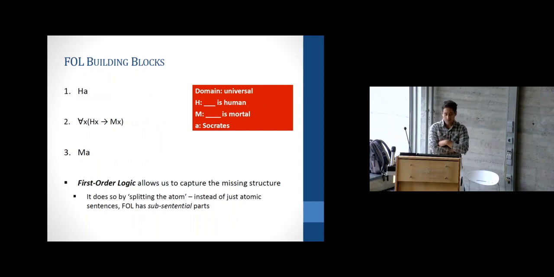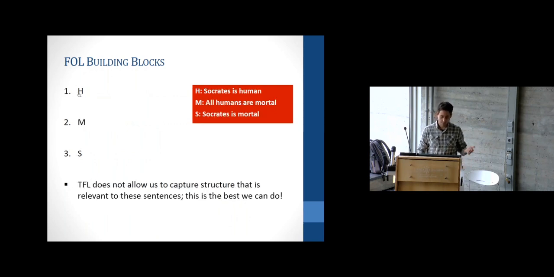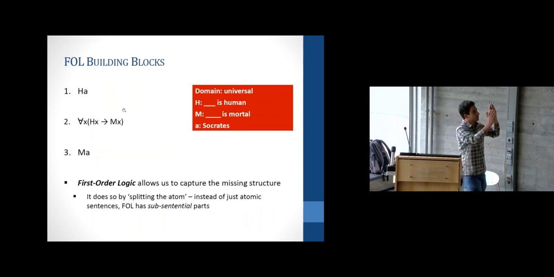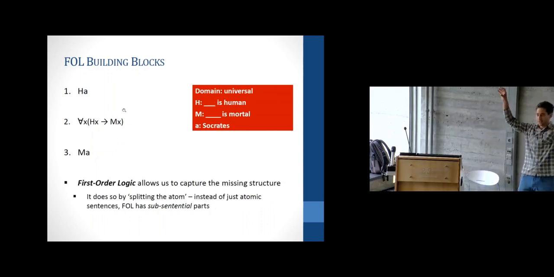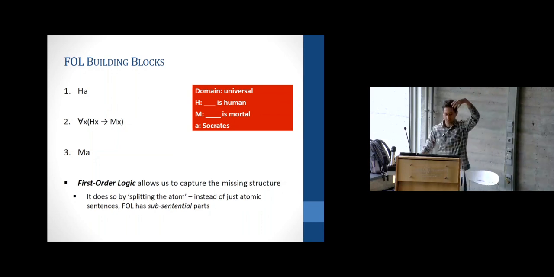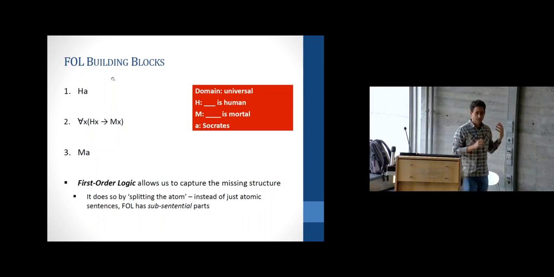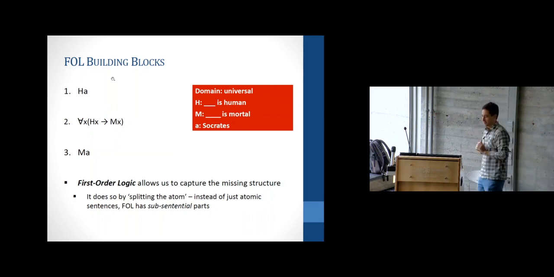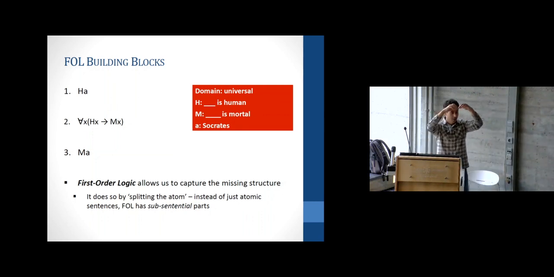A fun way to say it is that we split the atom, so to speak, when we do that. If this used to be an atomic sentence in truth functional logic, which stands for Socrates is human, now we split it into two parts: a property or predicate, and an object or name. So A will stand for Socrates, and H for this property. We will see that more clearly. The point is that we are breaking what we took to be atomic sentences in TFL into smaller components in first-order logic. Okay?